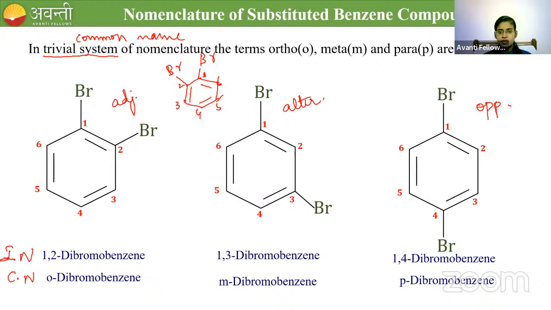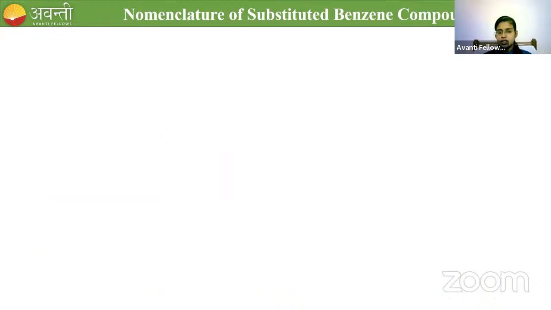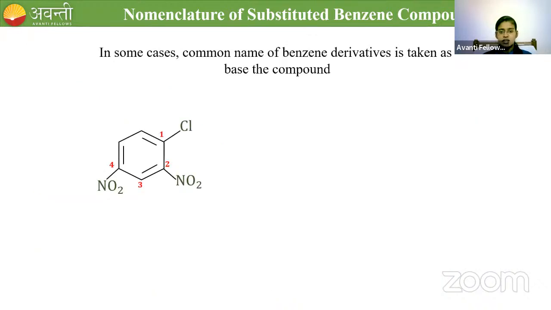Okay, fine. So now let's go. Very good question you have asked. So now this is the tri-substituted benzene compound. Tri means 3 substitutions are there in this benzene. So what is the name of this compound?